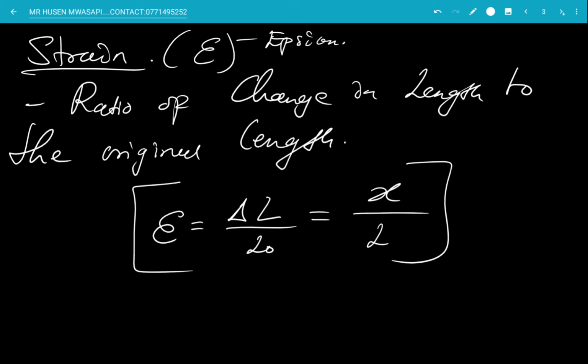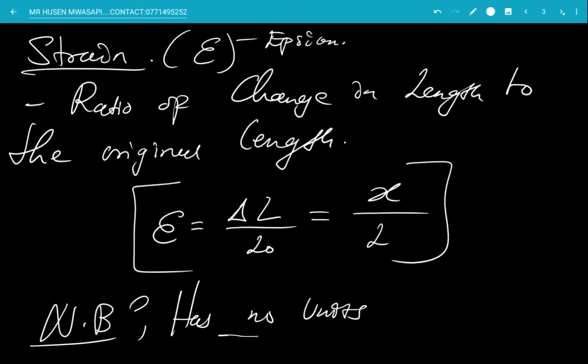Now, one thing you should know is this: strain has no units, because you are dividing meters by meters. It's length over length, so the units will cancel out, so it's dimensionless. Let's not forget that it has no units. So stress and strain are defined in these ways that we have actually considered.